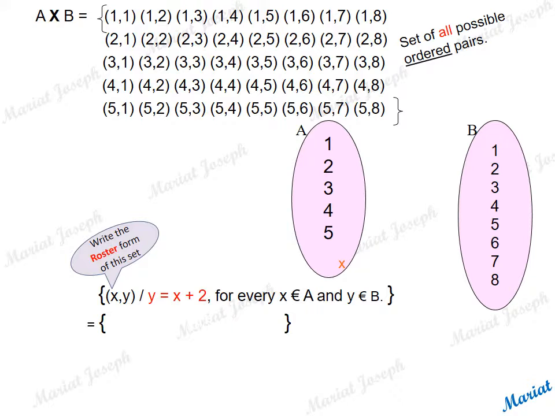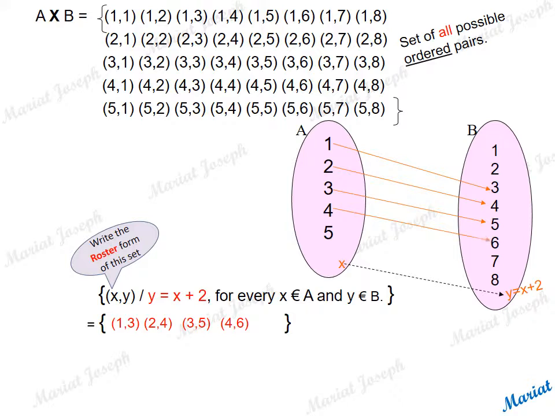x represents an element of the first set, y represents an element of the second set. Here, the second element y should be x plus 2, the first element plus 2. So the pair (1,3) will belong to this set because 3 is 1 plus 2. (2,4), (3,5) because 5 is equal to 3 plus 2. (4,6) since 6 is equal to 4 plus 2. (5,7). These are the only pairs that will belong to this set.